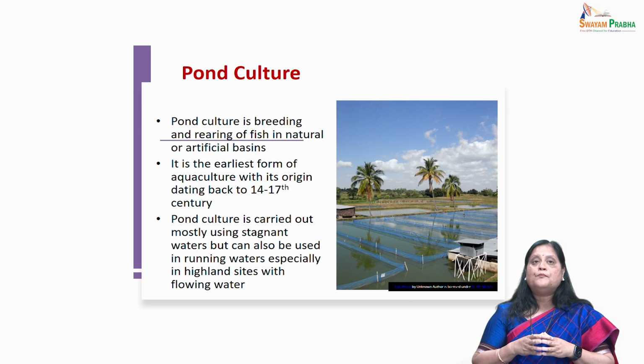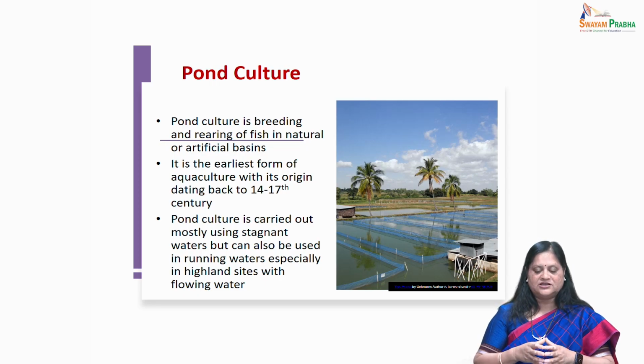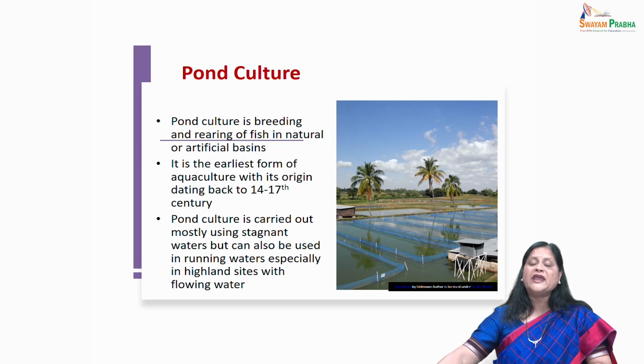Pond culture. Pond culture is breeding and rearing of fish in natural or artificial basins. It is the earliest form of aquaculture with its origin dating back to the 14th to 17th century. Pond culture is carried out mostly using stagnant water but can also be used in running water, especially in highland sites with flowing water.